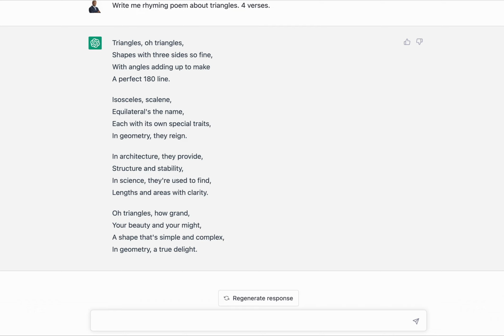So here's how I finish today. Triangles, oh triangles, shapes with 3 sides so fine, with angles adding up to make a perfect 180 line. Isosceles, scalene, equilaterals, the name, each with its own special traits. In geometry, they reign. In architecture, they provide structure and stability. In science, they're used to find lengths and areas with clarity. O triangles, how grand, your beauty and your might, as shapes that simple and complex in geometry, a true delight.